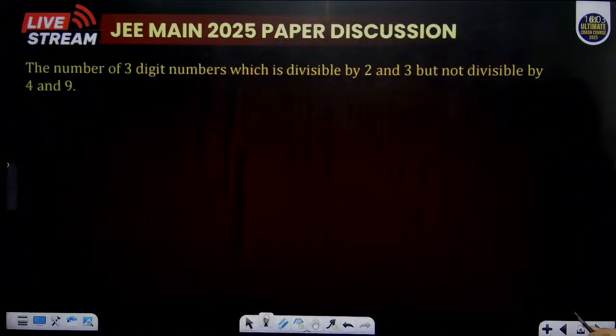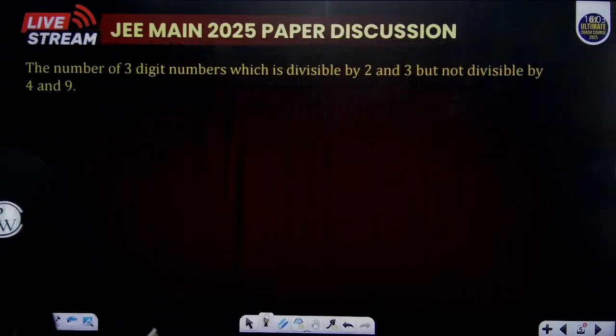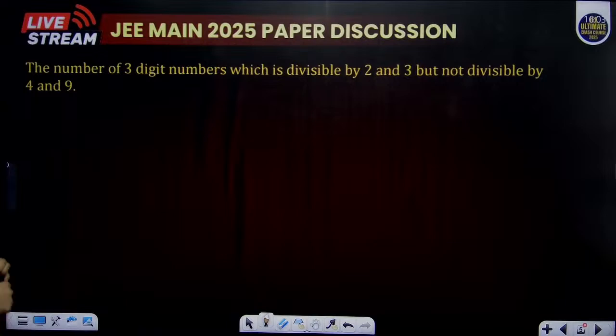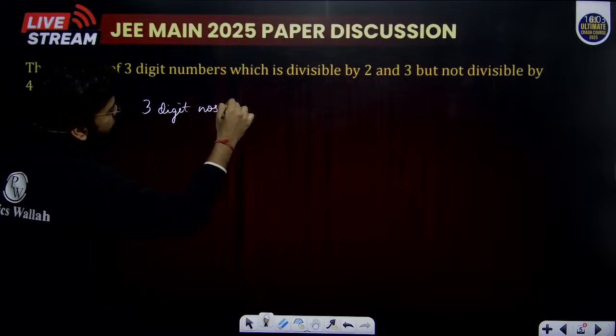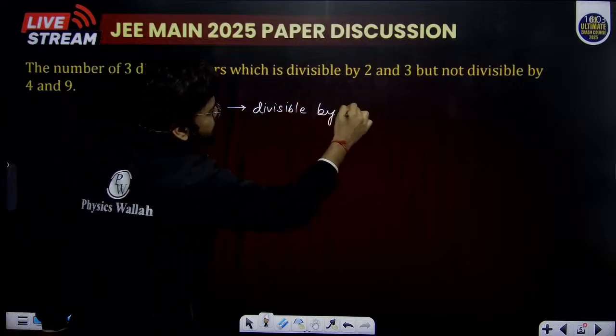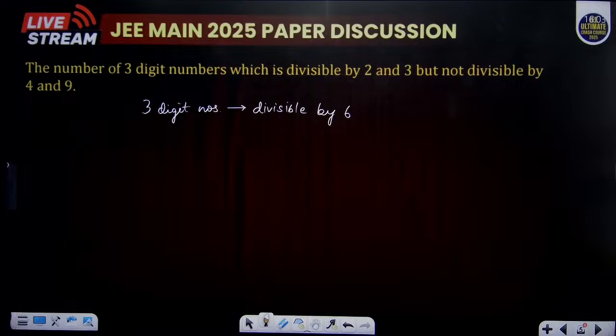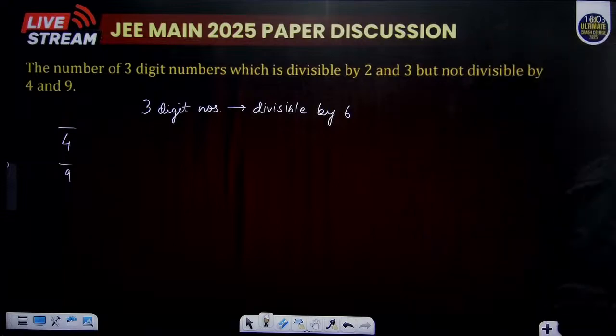Moving on to the next question. Number of 3-digit numbers which are divisible by 2 and 3. So numbers which are divisible by 2 and 3 will definitely be divisible by 6, right? So you have to calculate all those 3-digit numbers which are divisible by 6, but not divisible by 4 and 9. Now you want your number to be not divisible by 4 and not divisible by 9 also. So you have to subtract all those numbers which are divisible by 4 and which are divisible by 9.